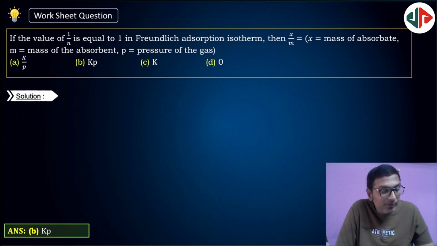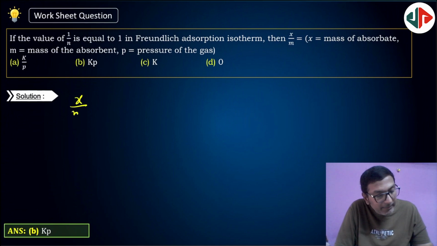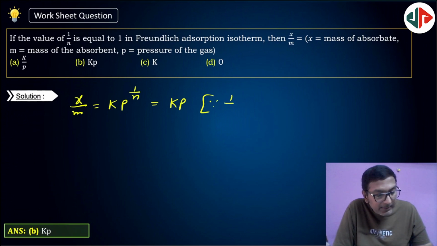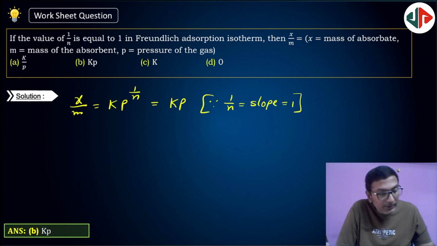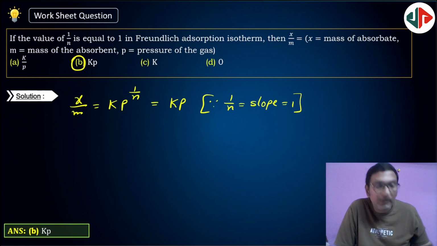If the value of 1 by n is equal to 1, in Freundlich's adsorption isotherm, we saw x by m. So we know x by m equal to k into p power 1 by n. So here 1 by n is given as 1, therefore x by m equals k into p. Since 1 by n is equal to the slope, which is 1. So k into p, therefore option B. Next.